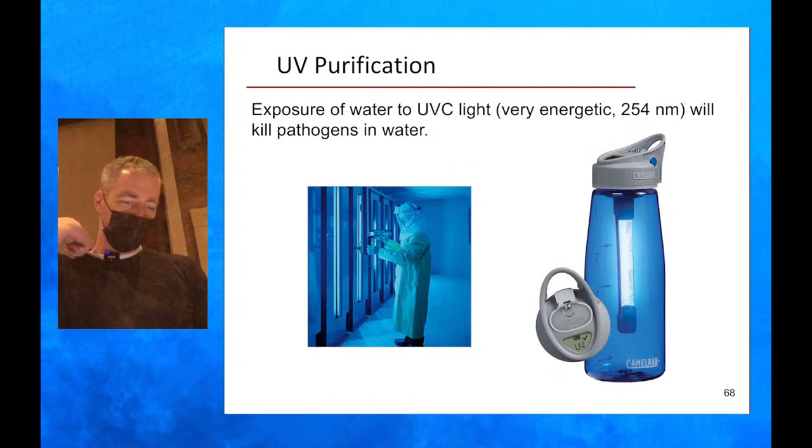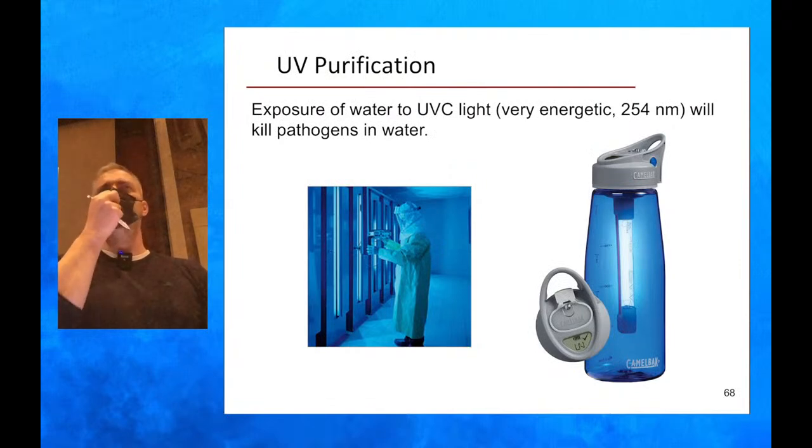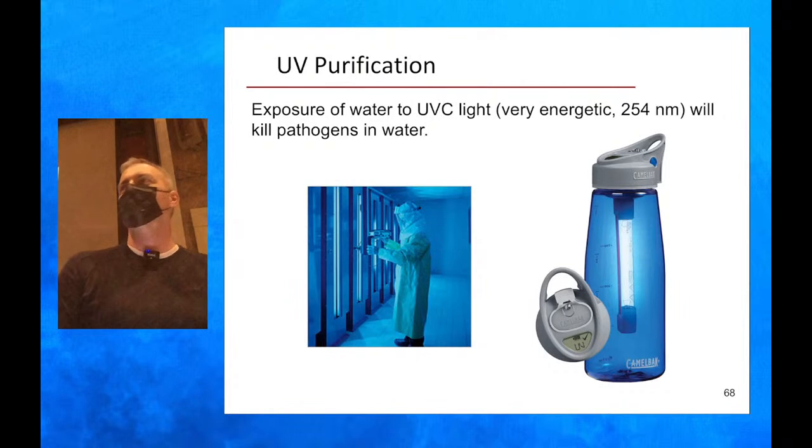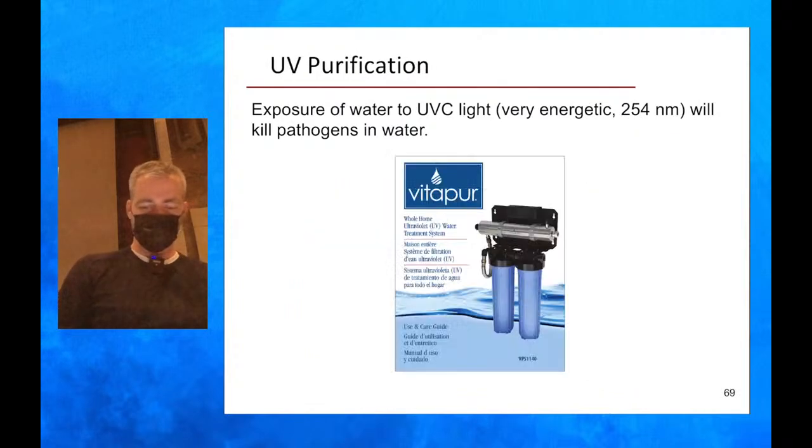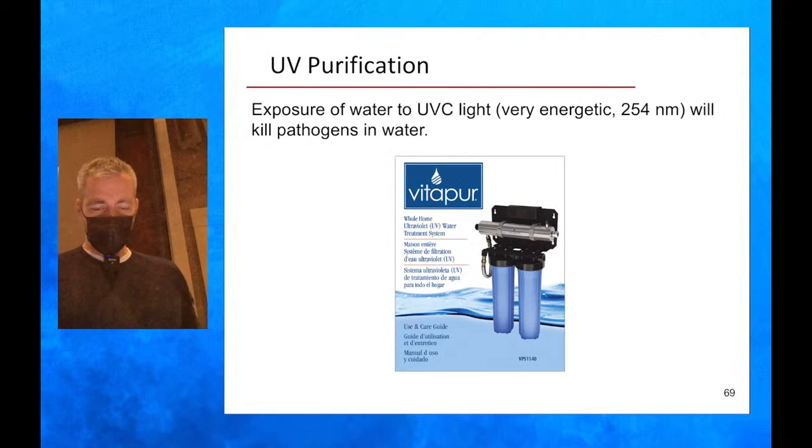We talked about UV purification as well. UVC light is highly, highly toxic. It'll kill microorganisms too, so you can disinfect it that way. Again, that's like ozone. You wouldn't use this in a treatment plant because the second it leaves, it can get reinfected. This would be something you would use at the end use, right before you drink it, for example. You can buy little home filters for this that use UV. Whole home ultraviolet water treatment system. This is a method for disinfecting.